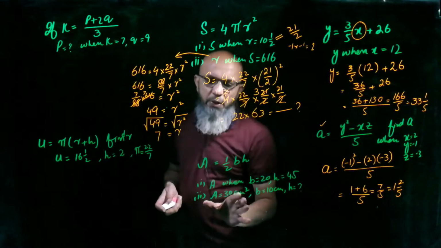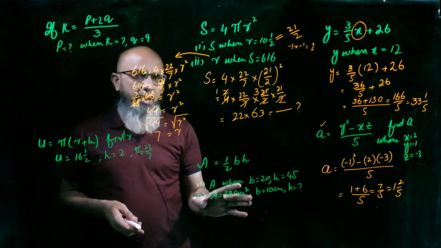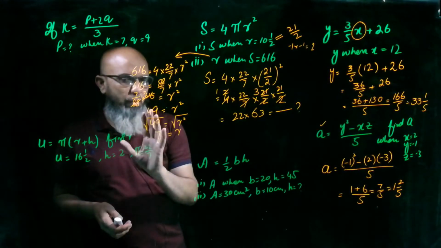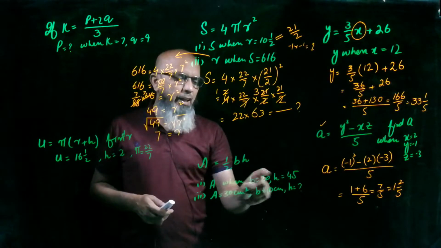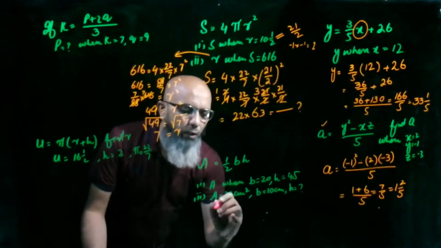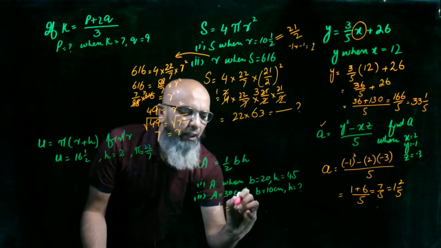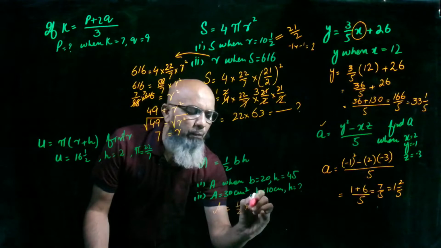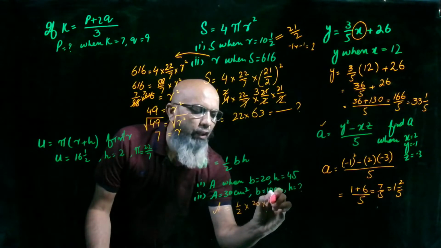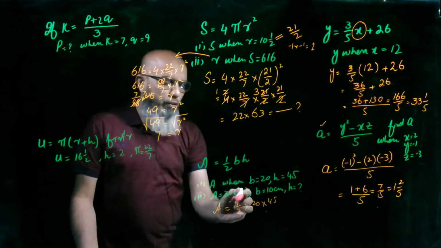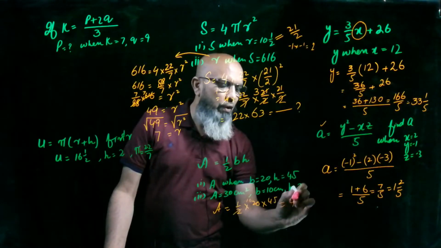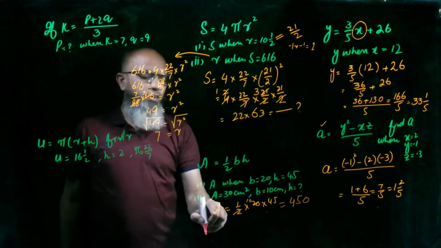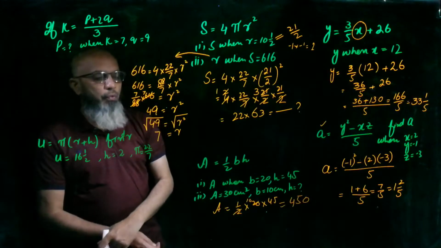Now come to this question. A is equal to 1/2 bh. Here we again have to solve for two answers. First find A when b is equal to 20 and h is equal to 45. So I will replace the values of b and h. 1/2 into 20 into 45, right? So it's very easy, you can cancel it. 2 10s are, and 10 45s are 450. So you will get the value of A is equal to 450.